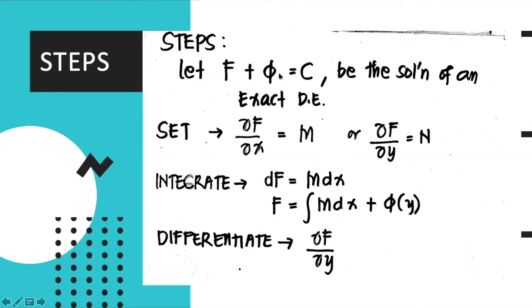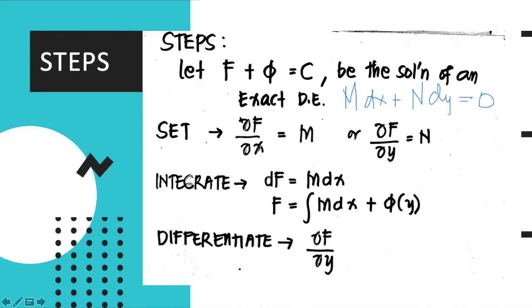So let f plus phi equal to c be the solution of an exact DE of the form M dx plus N dy equal to 0. This is an exact differential equation, so we let this be the solution of this exact DE. First, we set what coefficient to use. Take note that the coefficient is equivalent to the partial derivative of the function.